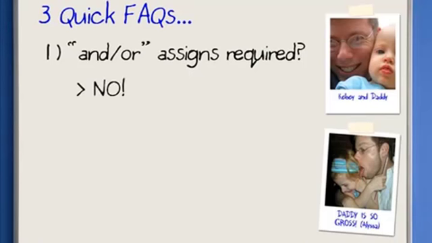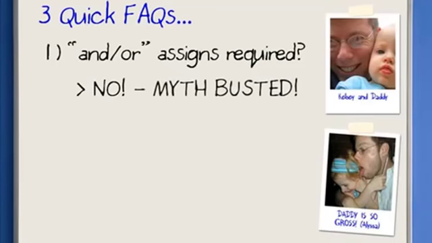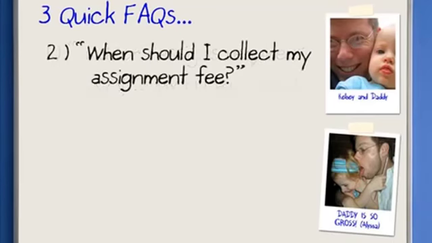Now, if you don't know what the heck I'm talking about there, don't worry about it. But some people say you have to have the words "and/or assigns" on your original real estate contract in order for it to be assignable. And I said this in another video recently. The fact is, any real estate contract is by its very nature assignable unless it specifically indicates that it's not. So, myth busted.